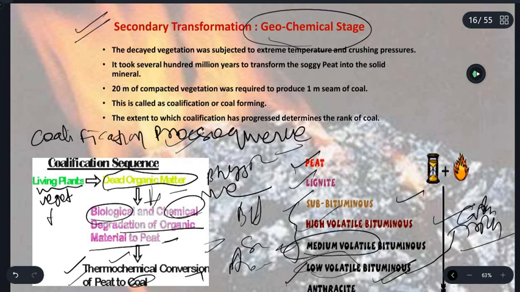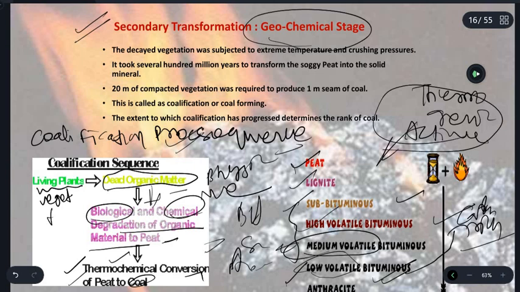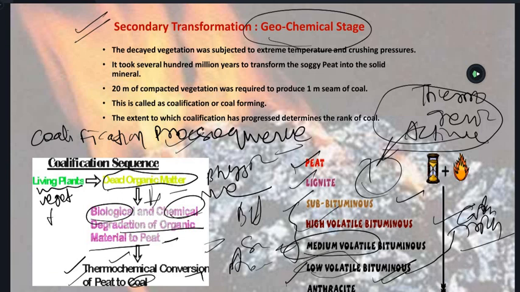Through thermogenic activity. What do you mean by thermogenic activity? Can anyone tell me? The temperature. Exactly. Due to the high temperature, one coal is converted to another coal, right? So temperature is the major parameter. Yes or no? Because of which one coal converts to another coal.